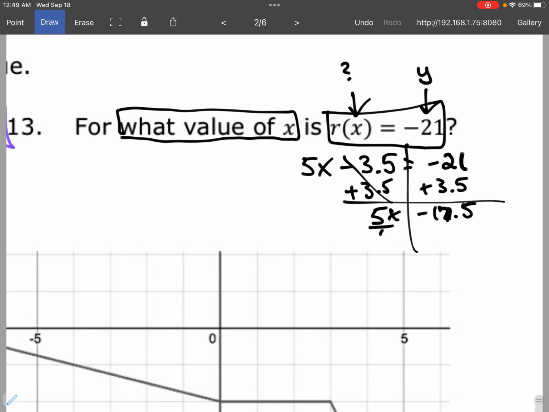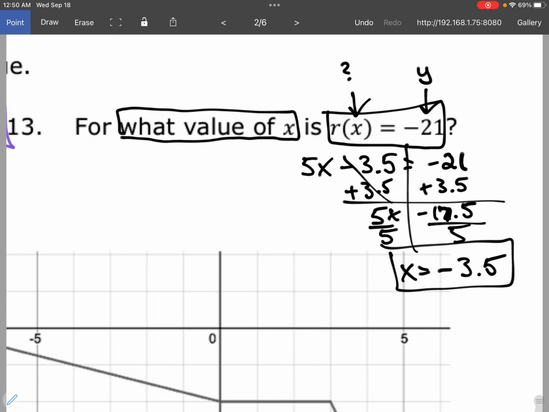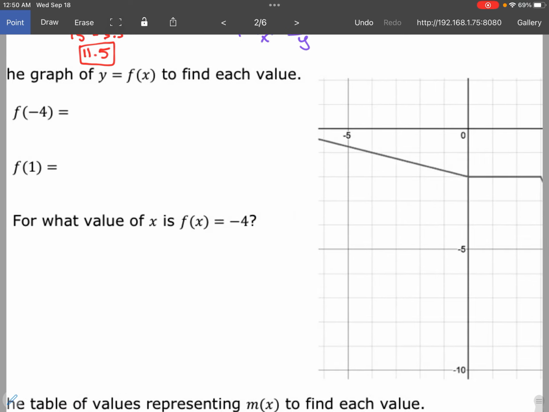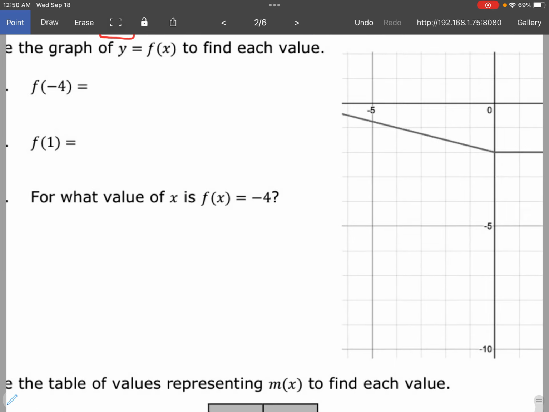And then I'm going to divide by 5 because right now this is 5 times x. This is multiplication. So you do the opposite of multiplication, which is division. Type this into the calculator. Negative 17.5 divided by 5. My answer is negative 3.5. When x is negative 3.5, y is negative 21. All right, that's how that works. Functions. Identify your x, solve for your y. If they give you your y, solve for x.